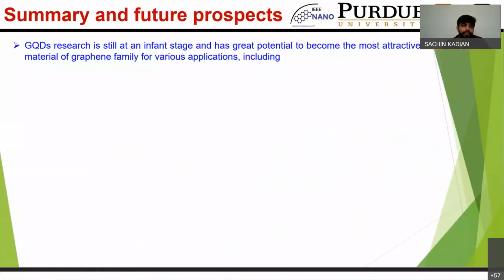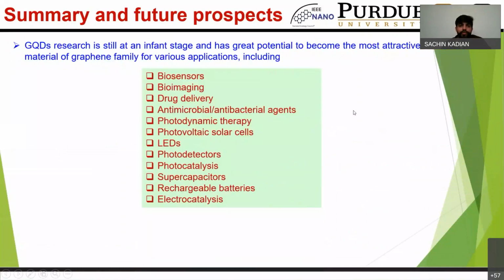In summary, we can say that GQD research is still at an infant stage and has great potential to become the most attractive material of the graphene family for various applications, including biosensor, bioimaging, drug delivery, antimicrobial, photodynamic, photovoltaic, LEDs, photodetector, photocatalysis, supercapacitor, etc.